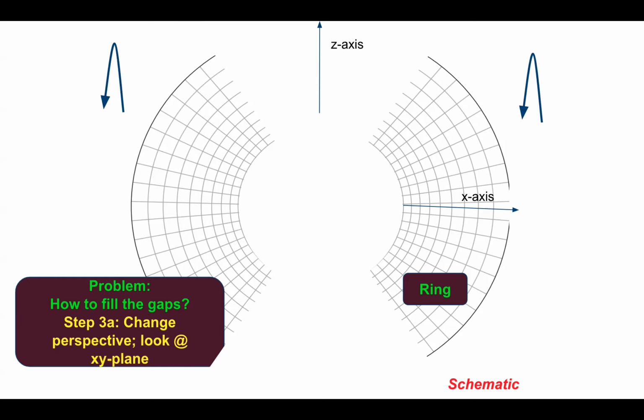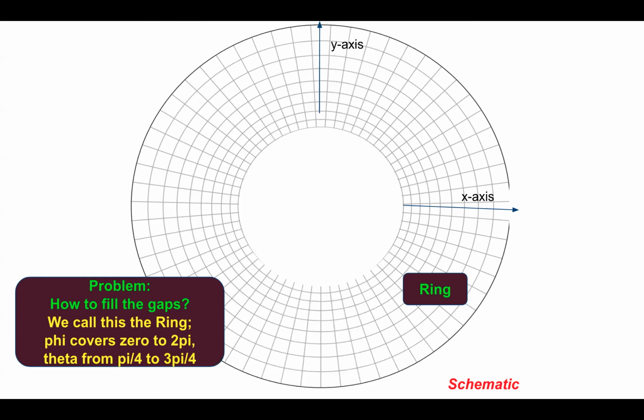Now let's look at the XY plane. Now remember, this is a ring. We're going all the way around in phi, which is out of the plane of the screen. Next slide. Okay, now here's the XY plane. The ring, notice, is unbroken. It goes round and round. Phi covers from 0 to 2 pi, in other words.